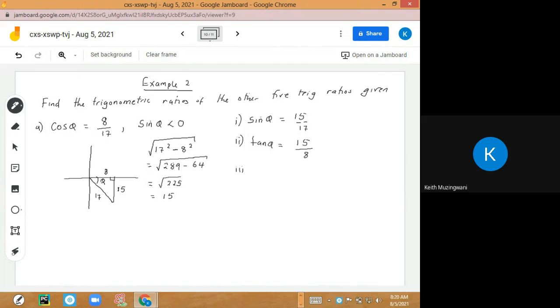The third, sec theta. Sec is just a reciprocal of cos. So 17 over 8. So something hasn't been done well here. Since we are in the fourth quadrant, this guy here has to be negative. It's a y distance, so whenever there's 15, there will be negative.